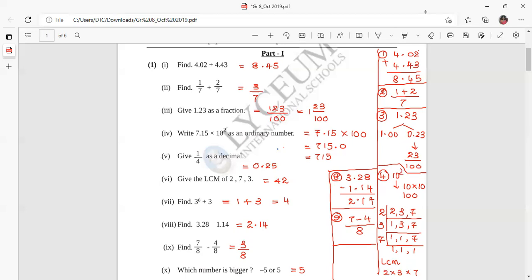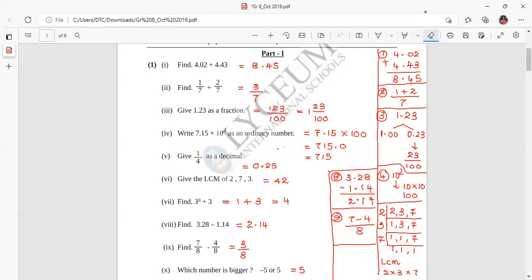So the next number, they have given a number in standard form, and you want to convert this into ordinary format. So what you should do, 10 to the power 2, you want to understand the meaning of that. 10 to the power 2 is 10 times 10, right? It is not 10 times 2. That is wrong, right? So that is 10 times 10. So then it is 100, and we have learned how to multiply a decimal number by 10, 100, and 1000. Then you get 715.0. Then the final answer is 715.